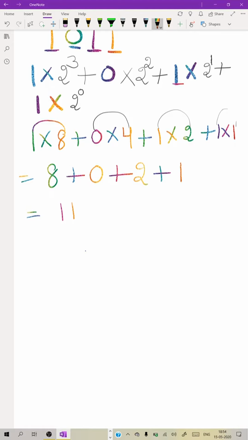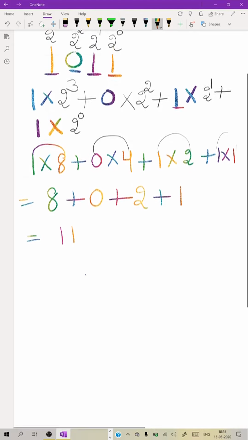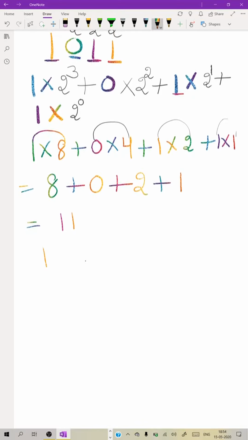So this 11 is our decimal. How do you write your answer? 1, 0, 1, 1. This is your binary number, and our decimal value is 11. Clear, everyone? If you want to check it, you can check it, no problem.